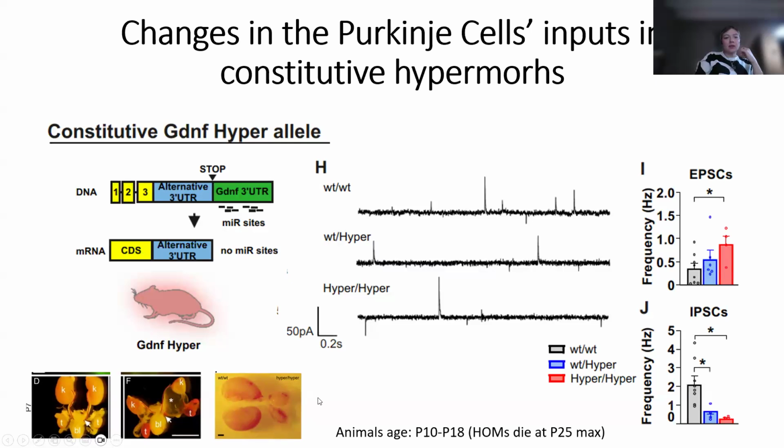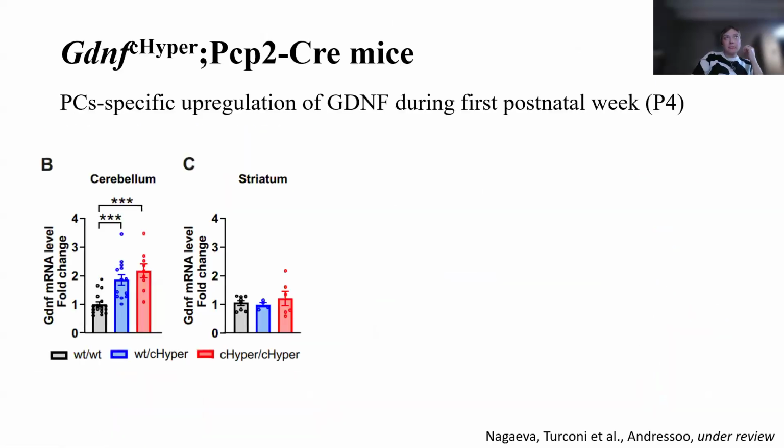Therefore, we wanted to do the upregulation specifically in PCP in Purkinje cells, basically because this is the major expression site of GDNF in the cerebellum. Granule cells also express it, but in a lesser amount. And Purkinje cells are important for motor learning, and granule cells too.